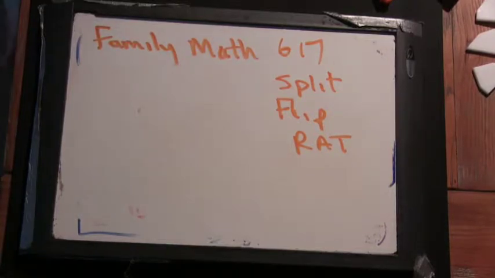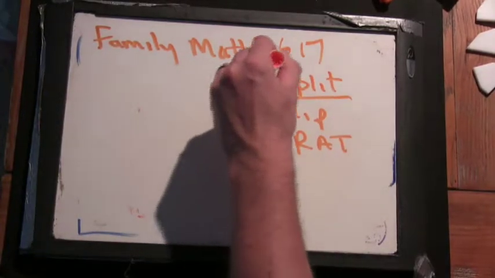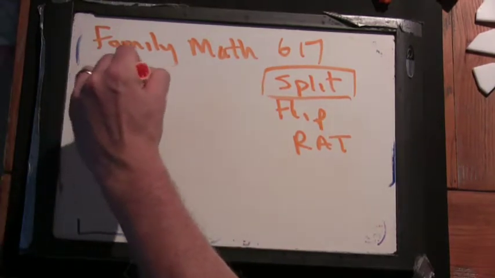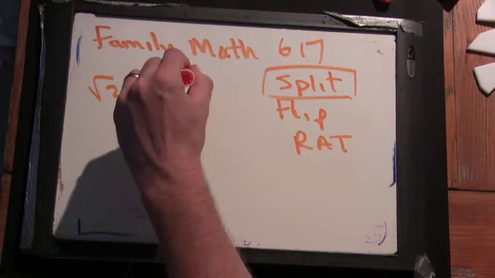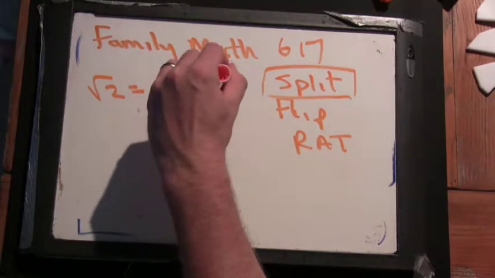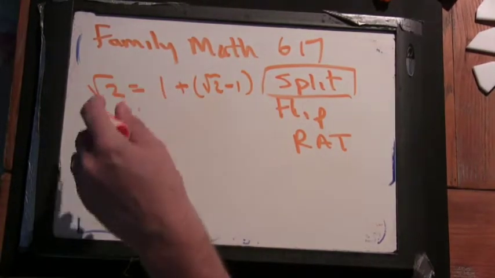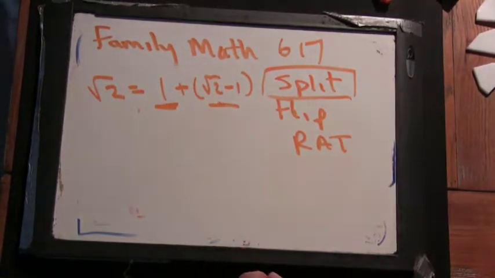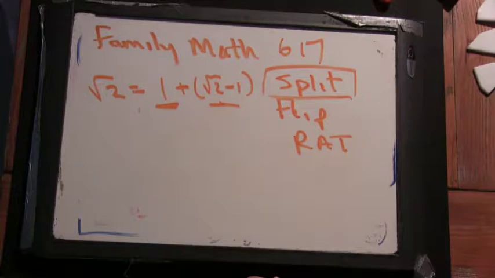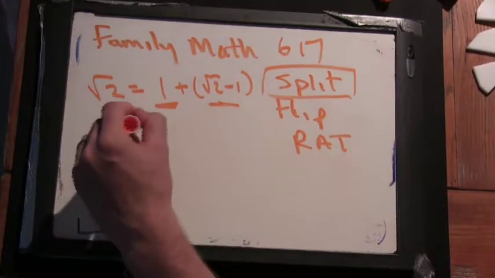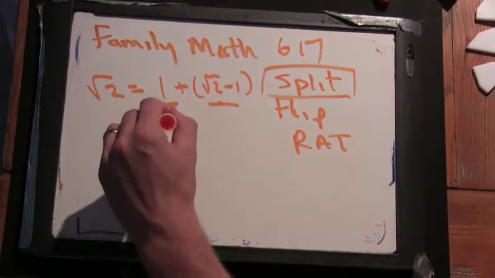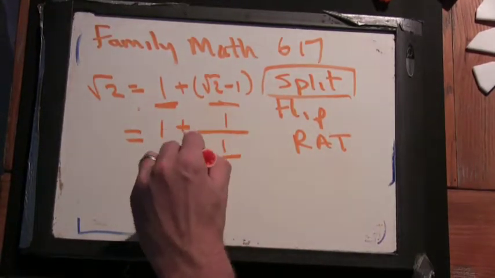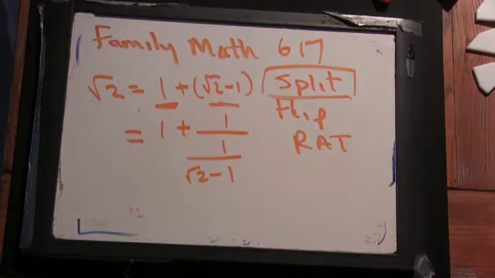Okay. So split means we're going to split into the integer and non-integer part. So what does root 2 equal? It's about 1.414. All right, so it's 1 plus something, and that something is root 2 minus 1. The 1 is the integer part, and the non-integer part is root 2 minus 1. Flip means we take the non-integer part and we put it in the denominator. 1 over root 2 minus 1.